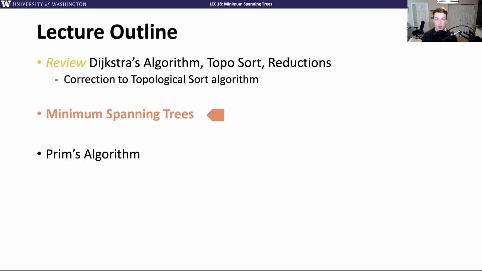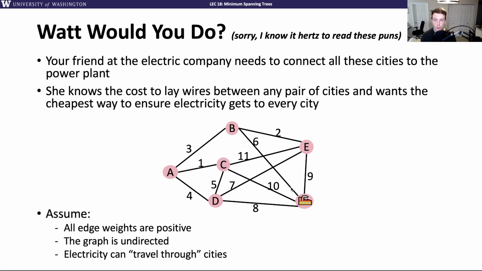So in this video, we're going to introduce the minimum spanning tree problem. Before I explain what those terms mean, let's start with an example. Suppose your friend works at the electric company and wants to figure out how we can give power to all of the cities she needs to serve. But she wants to save money and not spend a bunch of extra money on unnecessary connections.